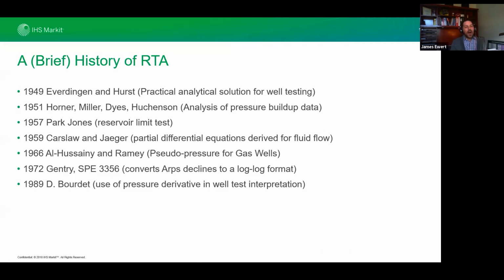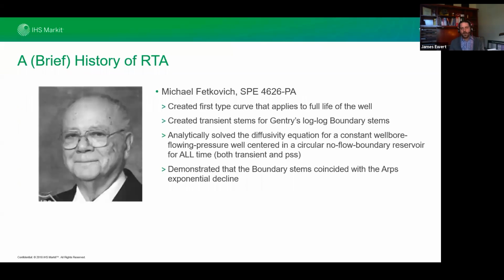Now I'm just going to name people off because, as I said, there are so many that we could touch on. We have Van Everdingen and Hurst, who did the practical analytical solution for well testing. Horner with the analysis of pressure buildup data. Pat Jones with the reservoir limit test. Carslaw and Jaeger with the partial differential equations derived for fluid flow. Al-Hussainy and Ramey, who did the pseudo-pressure for gas wells. Gentry, who converts Arps declines into log-log format. Bourdet, who used the pressure derivative in well test interpretation. I am not giving proper credit to any of these folks, and I would encourage you to look up their work as well.